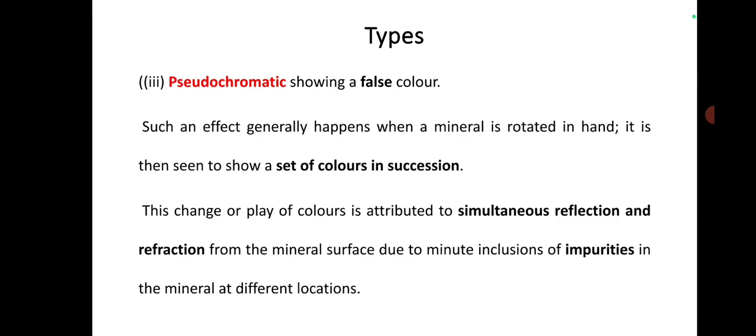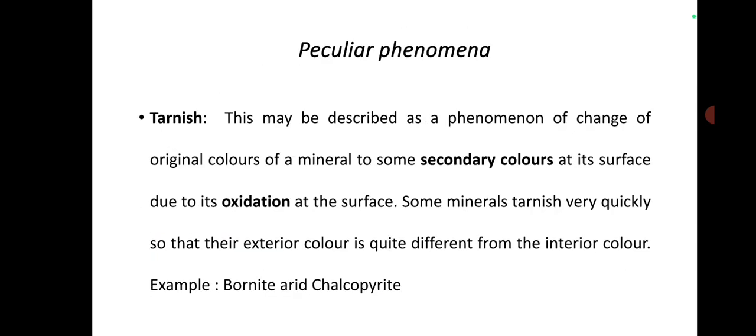Similarly, we have another term, tarnish. Tarnish is described as a phenomenon of change of the original colors of a mineral to some secondary colors at its surface due to oxidation at the surface. So here the important word is oxidation. The mineral surface undergoes oxidation. We have studied oxidation in physical weathering and chemical weathering, and discussed it in detail, so you just have to recall that.